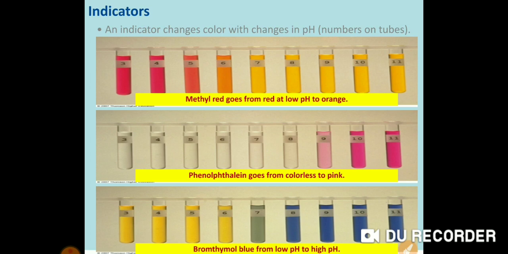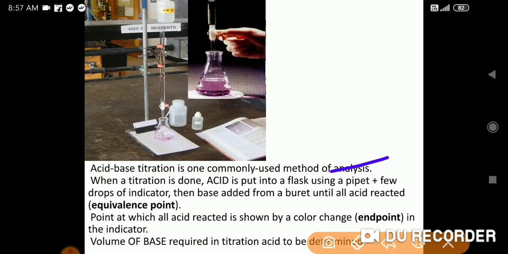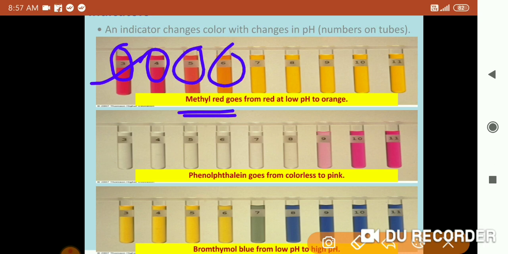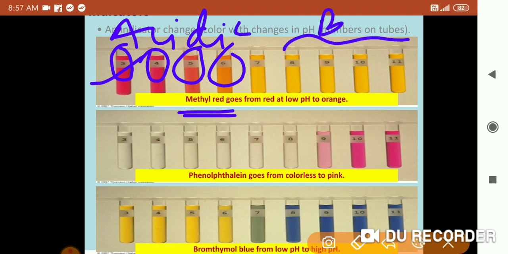Okay, now let us go to the next point, that is some other indicators. In addition to universal indicator and litmus paper, we have some other indicators like methyl orange. You can see methyl red. The first indicator is methyl red. Now you can see that when pH is 3, 4, 5, 6, this is acidic pH, and then above 7 this is basic.